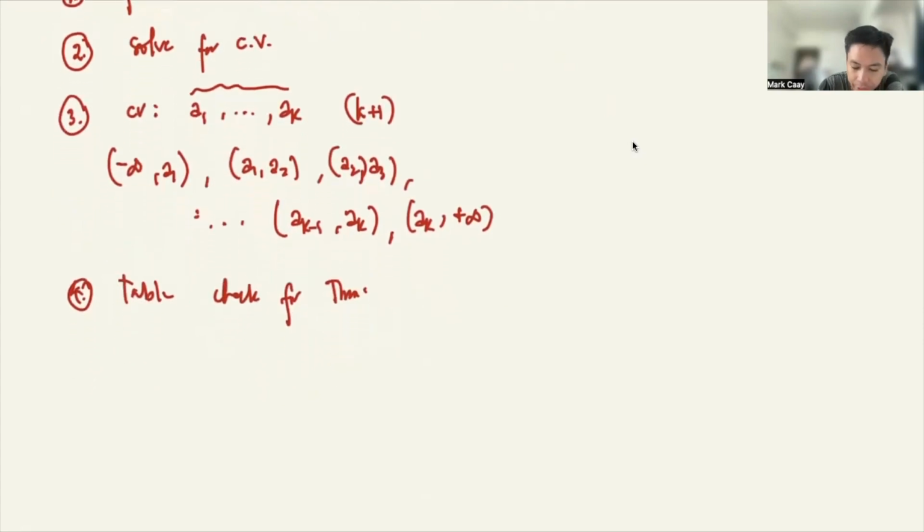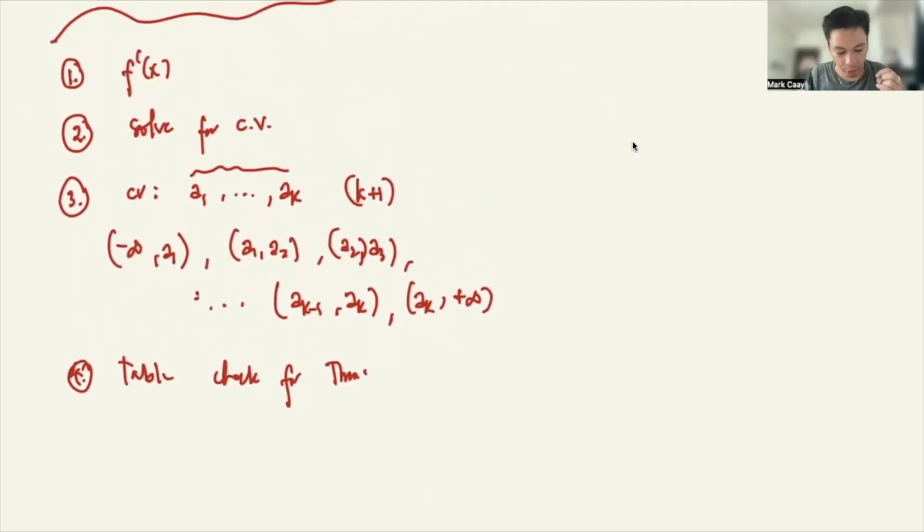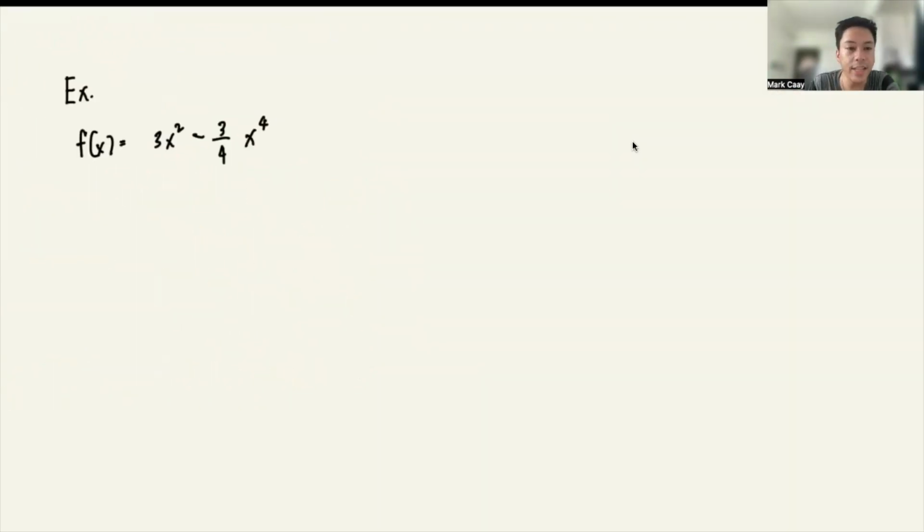And then, you create your test for relative extrema. We will use this to solve whether the function follows monotonicity, and then we will be able to define the relative extrema. Okay, so let's consider this example. First step is you solve for the first derivative, and then you solve for the critical values. Because critical values can be solved using the first derivative.